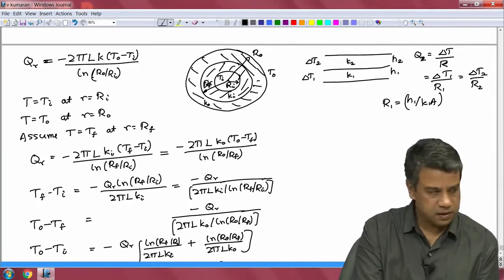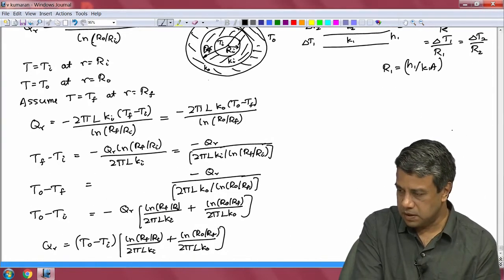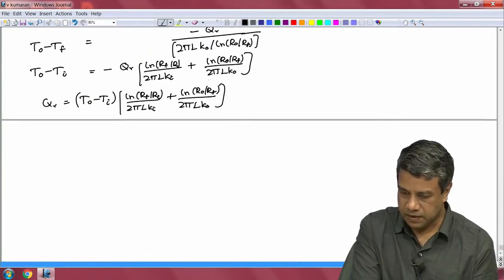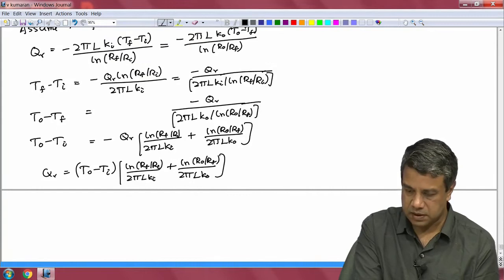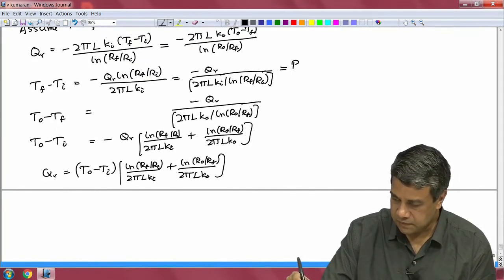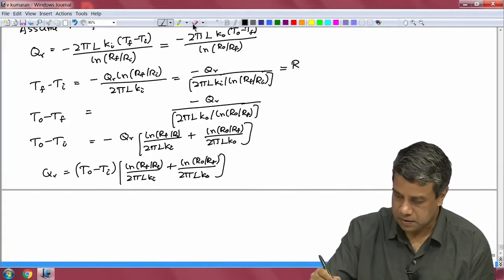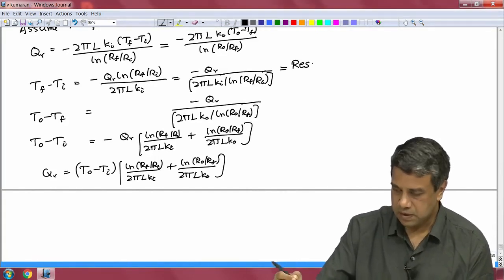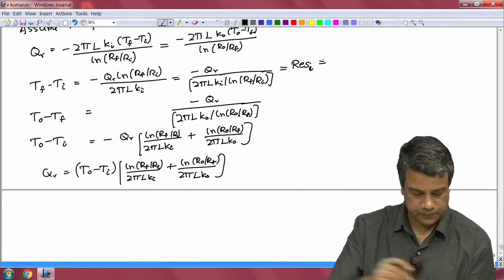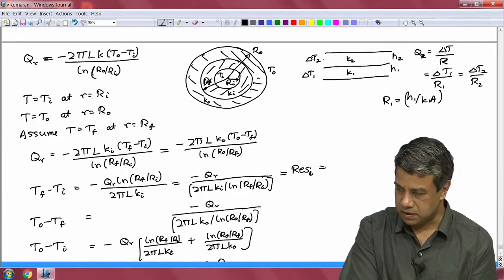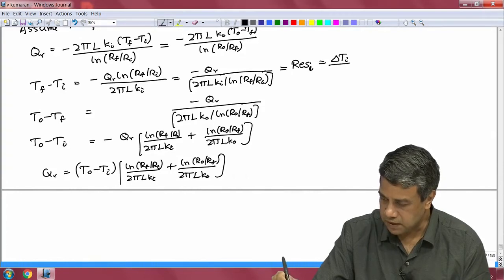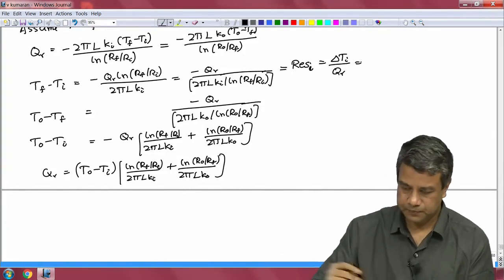So, in a similar manner, I can also solve for a cylindrical coordinate system using a similar framework. I can define the resistance in this case as the resistance of the inner cylinder. The resistance of the inner cylinder is equal to delta T across the inner cylinder divided by Qr.